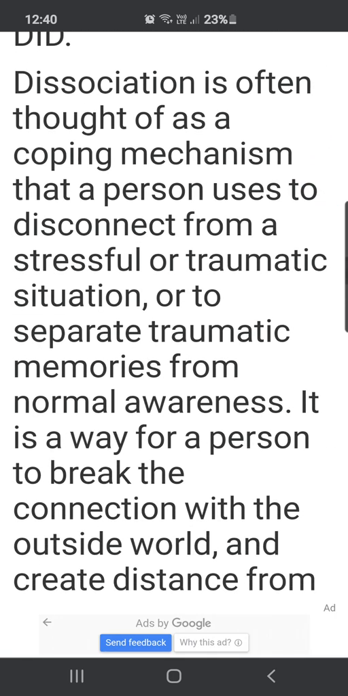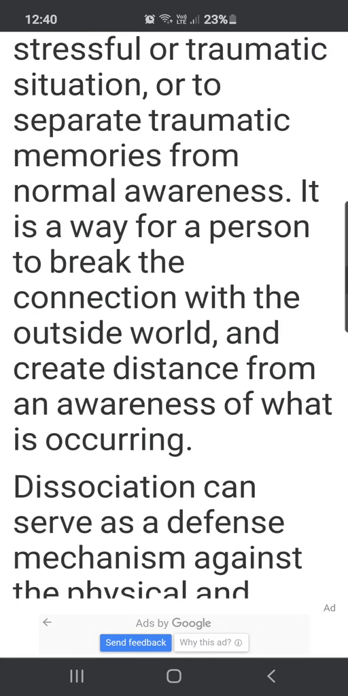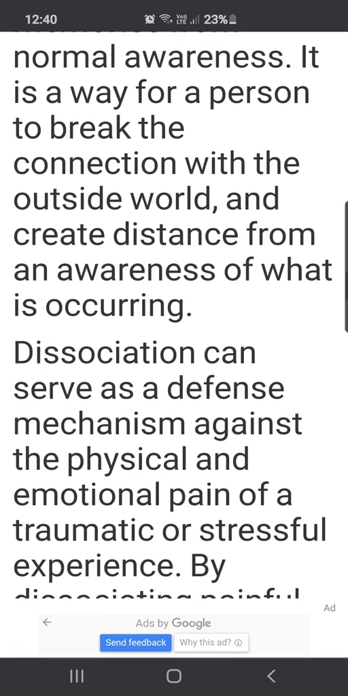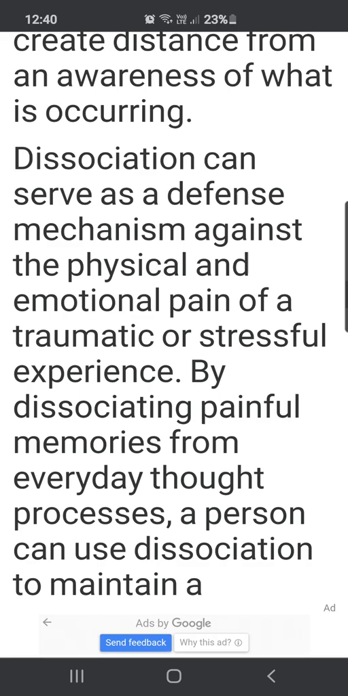Dissociation is often thought of as a coping mechanism that a person uses to disconnect from stressful or traumatic situations or to separate traumatic memories from normal awareness. It is a way for a person to break the connection with the outside world and create distance from and awareness of what is occurring.